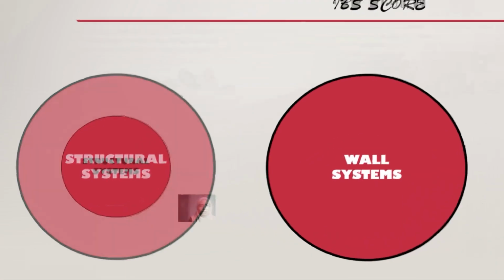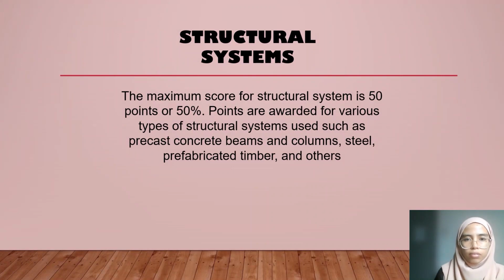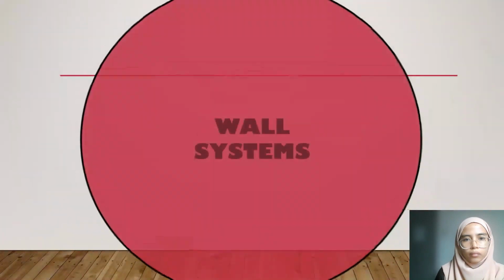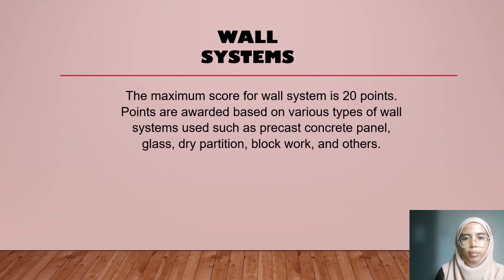For the structural system, the maximum score is 50 points or 50%. Points are awarded for various types of structural systems such as precast concrete beams and columns, steel, prefabricated timber and others. For the wall system, the maximum score is 20 points. Points are awarded based on various types of wall system modules such as precast concrete panel, glass partition, block work, and others.